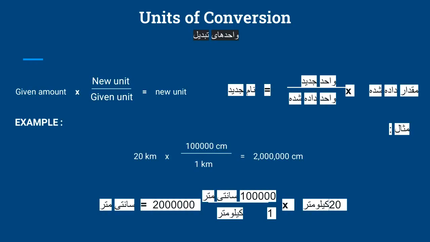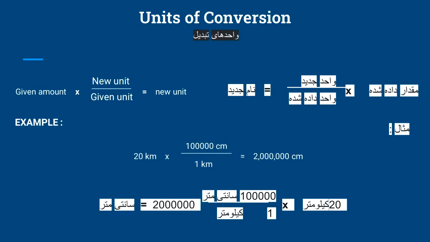So let's do an example to try and explain this. We'll have 20 kilometers, and let's say we want to convert that into centimeters. 20 kilometers is our given amount in our given unit. Now we need to multiply that by a fraction of the new unit over the given unit. The given unit is kilometers, so let's put 1 kilometer in the denominator. Now in the numerator, we have to put something in centimeters. That's going to make this fraction equal to 1.